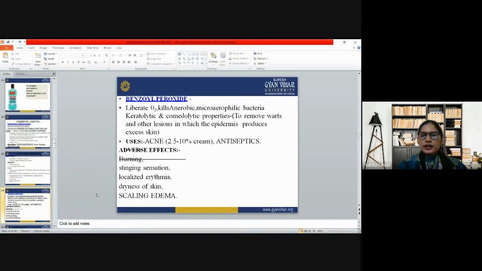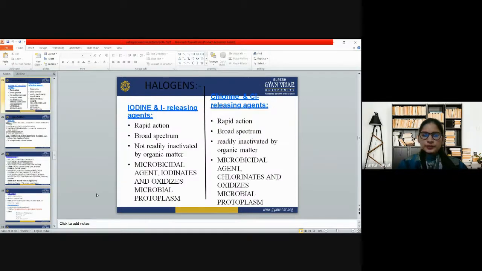The disadvantages of benzoyl peroxide include that it can cause burning, stinging sensation, local erythema, darkness of skin, and scaly edema. The side effects can also be serious for the patient.